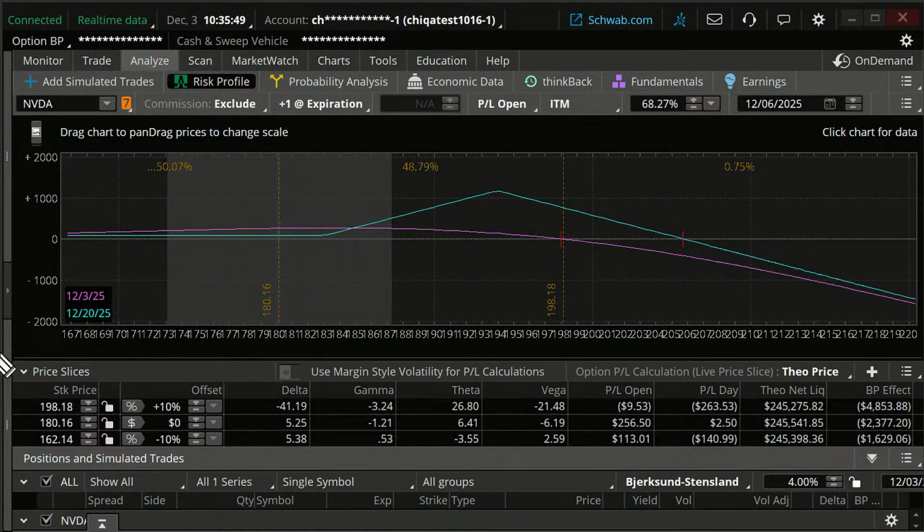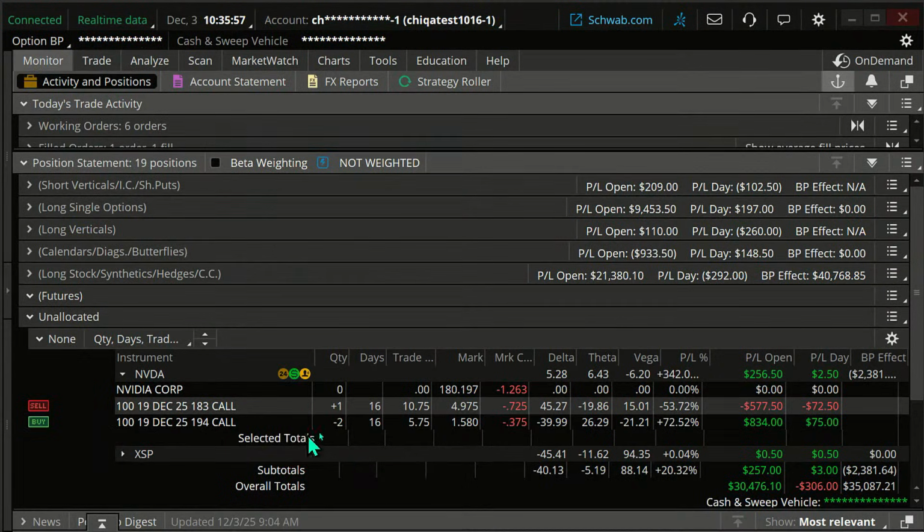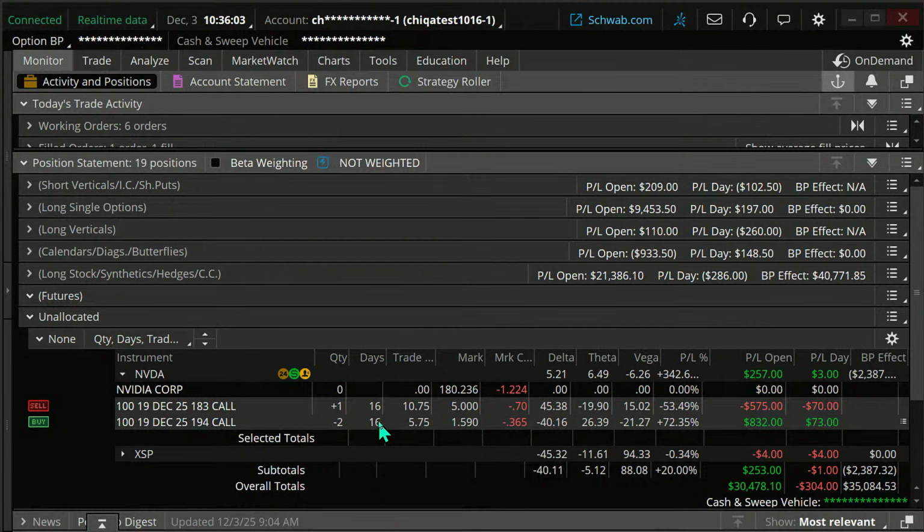So in my mind, maybe we stick with it because it can get a lot better, it looks like, than where it's at. I've got 16 days to go to expiration, so time's ticking down, but we still have enough time that we can stick with it. And we have an exit on this.